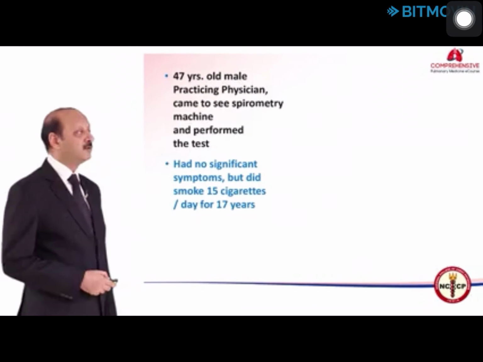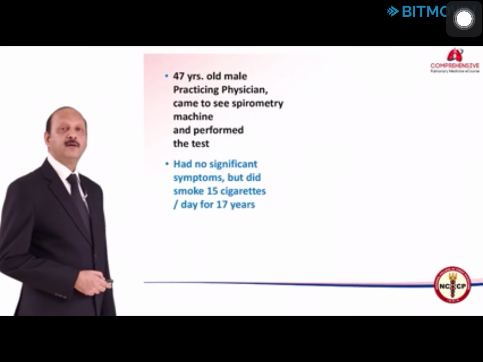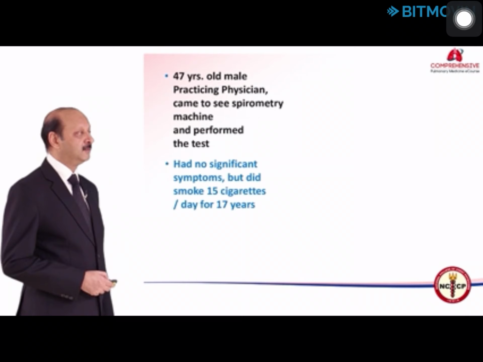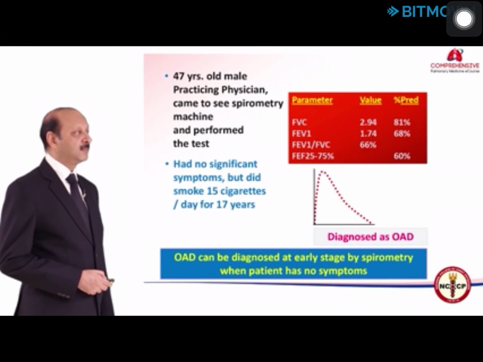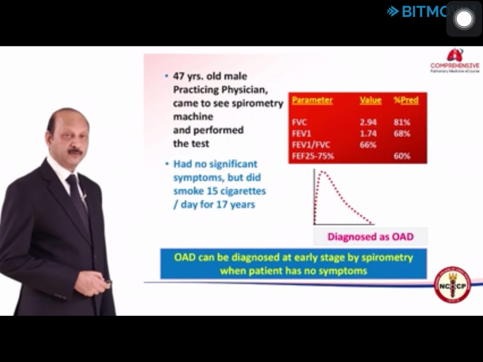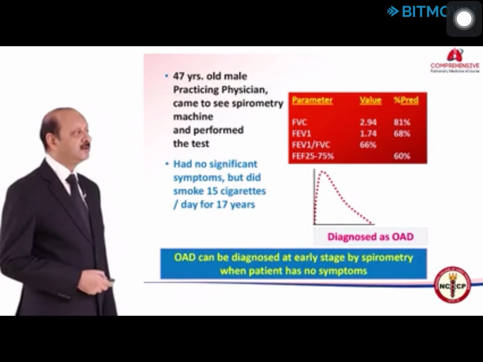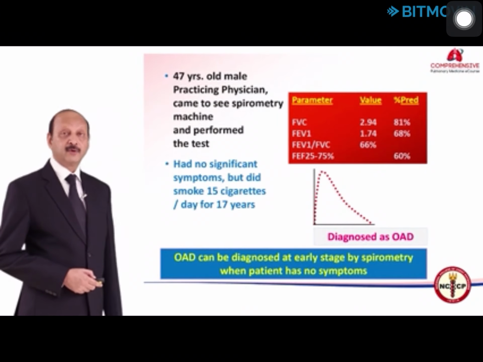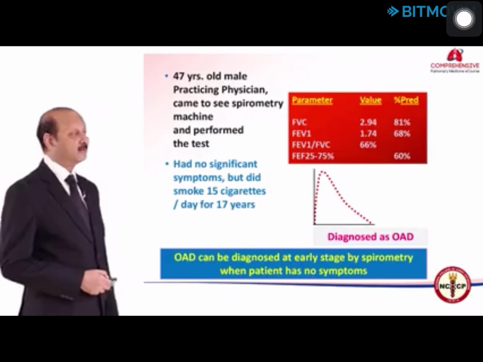This was a 47-year-old practicing physician. He came to see the spirometry machine as he was buying it, and he performed the test because the machine was there in the lab. He did not have any symptoms, but he had been a smoker for the last 17 years, smoking 15 cigarettes a day. Spirometry was done, and as you can see, the vital capacity was normal with a reduced FEV1/FVC ratio, and he was diagnosed as having obstructive airway disease. So this example tells us that we can diagnose obstructive airway disease at an early stage by doing spirometry when the patient has no symptoms.